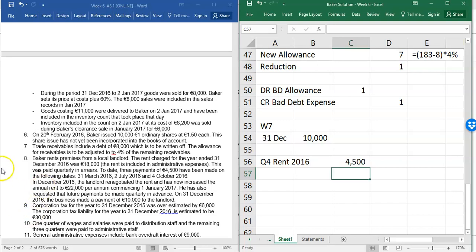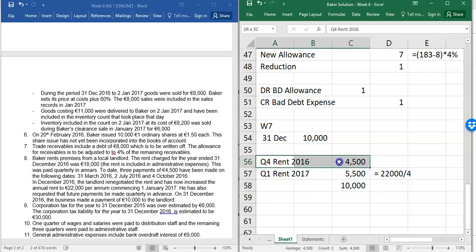But there's also, they changed the structure then at the end of 16 and said, well, for 17 onwards, you're going to have to pay in advance. So you pay in December for the following January, February and March. So your quarter 1 rent, 2017, was going to be 22,000 divided by 4. So 22 divided by 4, which in this case is 5,500. So that's where your 10,000 comes out of.